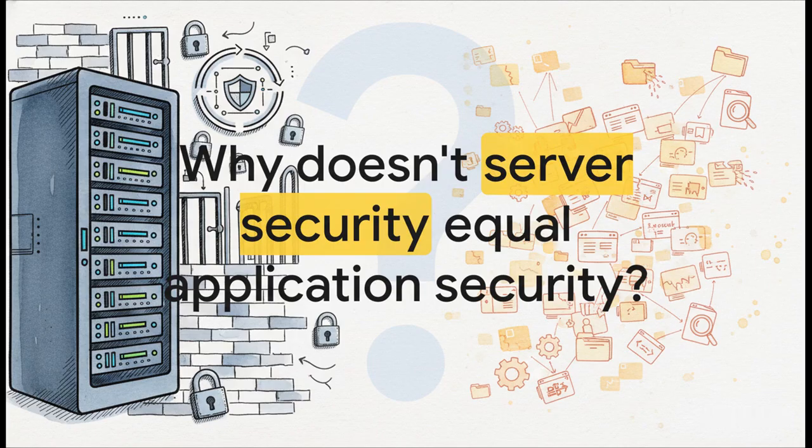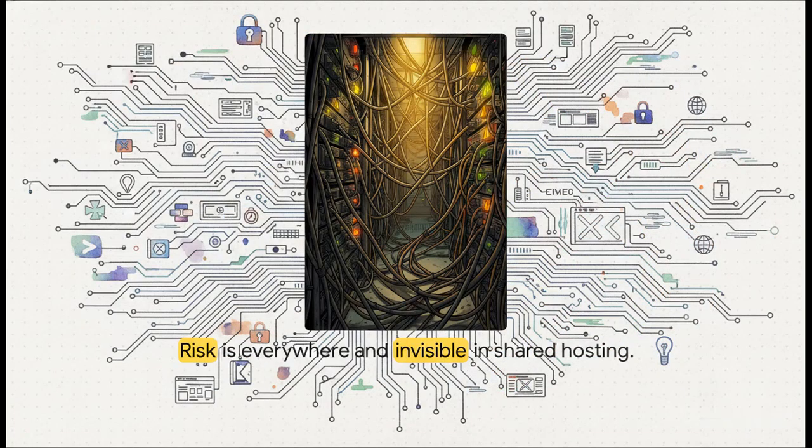But here's the catch. They don't automatically tell you which of your thousands of customer sites has a vulnerable plugin, or an exposed backup, or a highly suspicious file change. They do a great job protecting the box, but they're practically blind to the application-level risks sitting right inside it. And this brilliantly illustrates the problem.